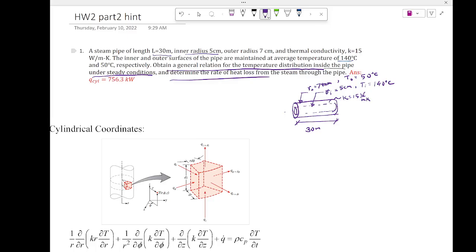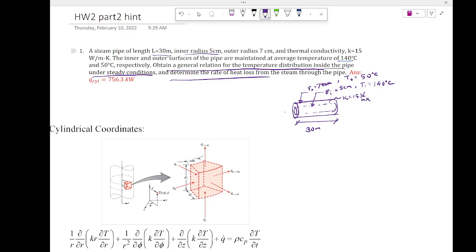You see what is given here, like the radius, inner and outer? What is given, the temperature, inner and outer, of the pipe surface? What else? The K value is given. Now, you know it's a cylinder, so you have to use the cylindrical equation, right? And you have to apply all the boundary conditions. What are the boundary conditions again?